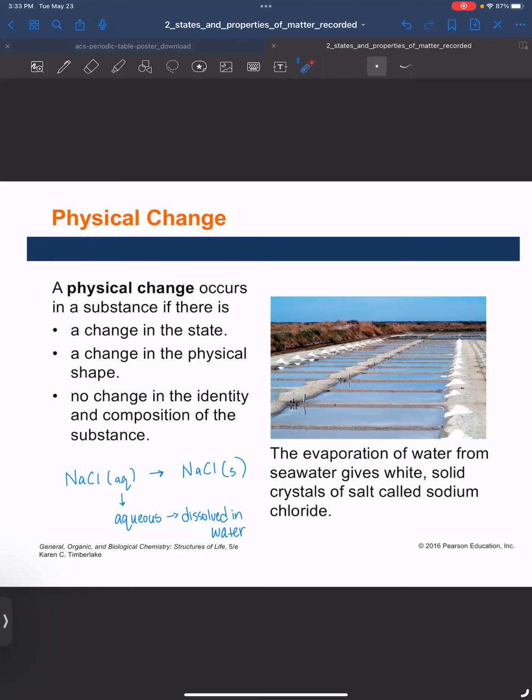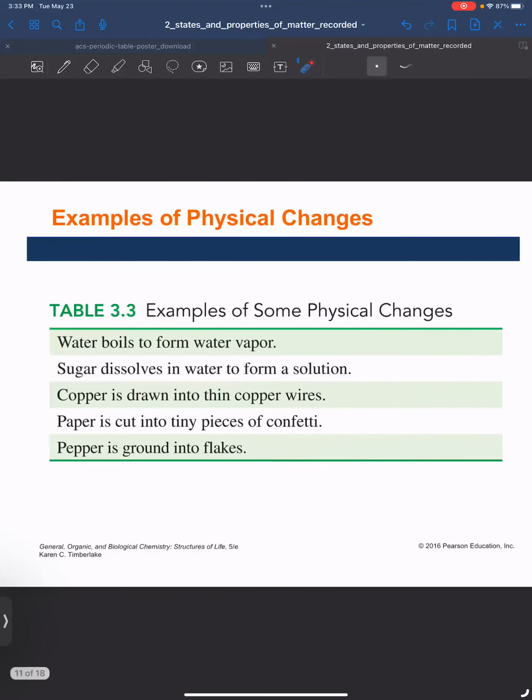So let's go through a few more examples of physical changes. Like I said already, water boils to form water vapor. Vapor just means water as a gas. Another example is sugar dissolving in water to form a solution. So for example, if you like iced coffee, you may want to put simple syrup in it. Simple syrup is just sugar dissolved in water at maybe a higher temperature, so it goes into solution.